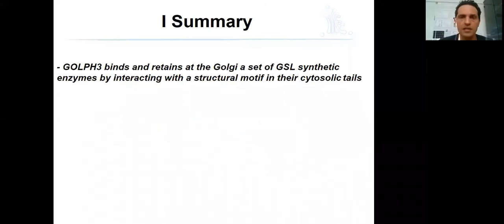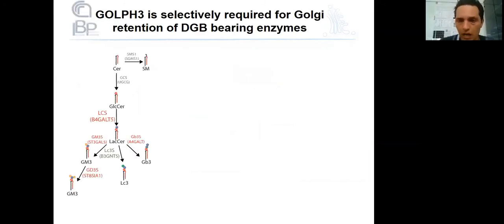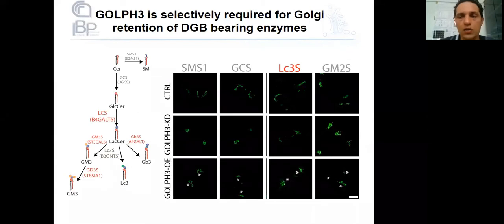And here is the first summary. Now we know that GOLPH3 binds and retains at the Golgi a set of glycosphingolipid biosynthetic enzymes by interacting with a structural motif in their cytosolic tails. Next, we decided to study in more detail the localization of the enzymes.